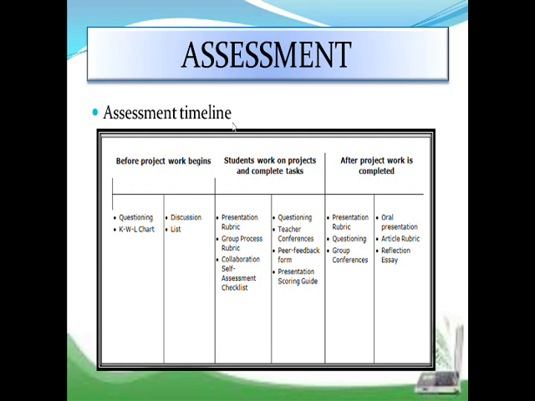Presentation rubric, group process rubric, presentation scoring guide, and the article rubric will help to guide students' work and suggestions. Students are asked to complete collaboration self-assessment checklist to self-assess team effort and group participation. Teacher conferences and group conferences are used to help monitor progress, assess work, and explain what students are confused about. Peer feedback form is also used.